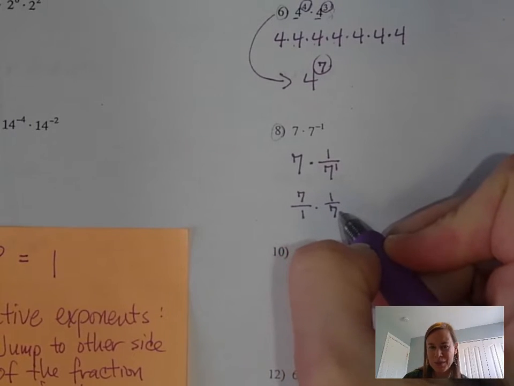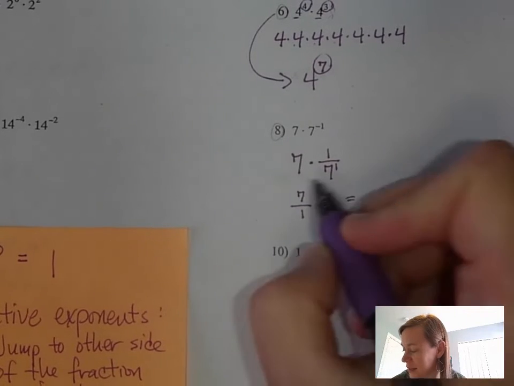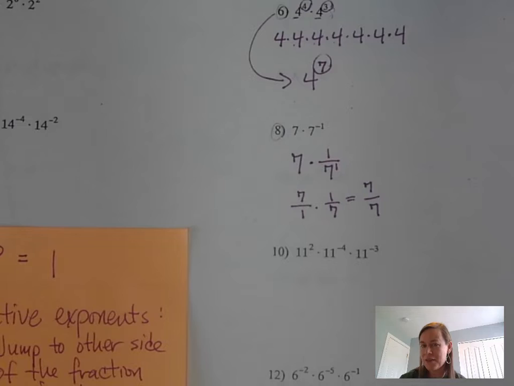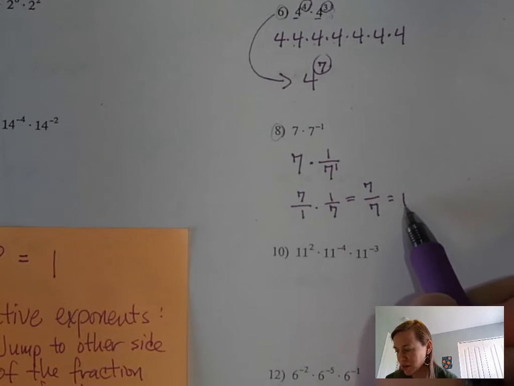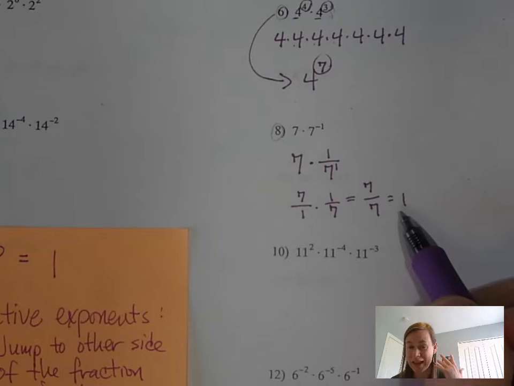Do I need to write the exponent of 1? 7 to the 1st power is just 7, so I'm going to leave it off. And that's going to equal 7 over 7. And 7 divided by 7 is going to equal 1. Okay, so it looks like the answer to this problem is 1. Now I don't mean the exponent is 1, I mean the actual answer is 1.